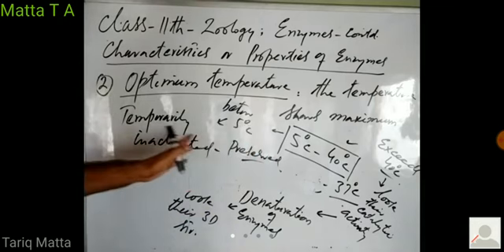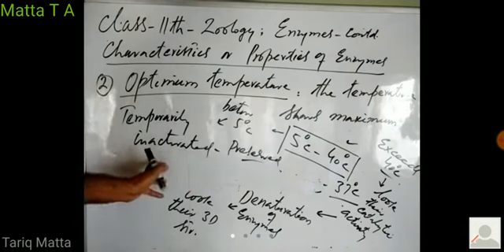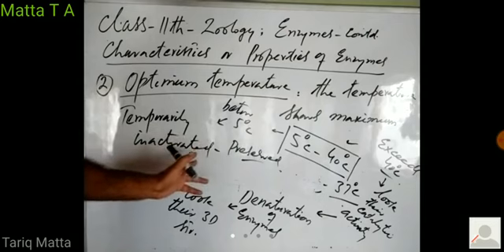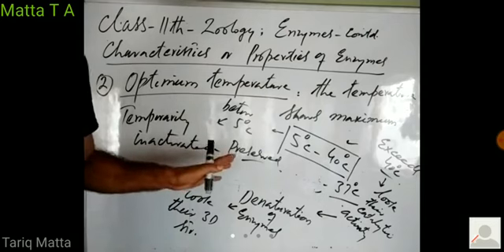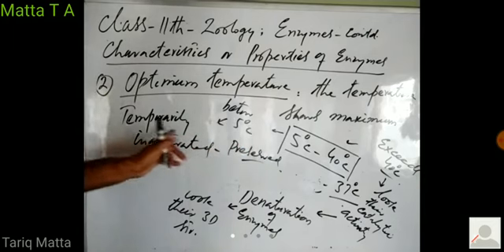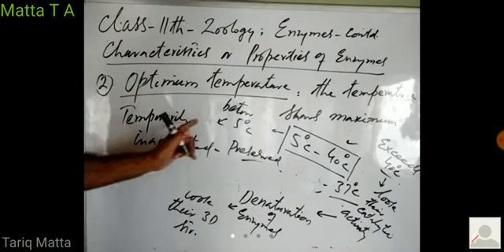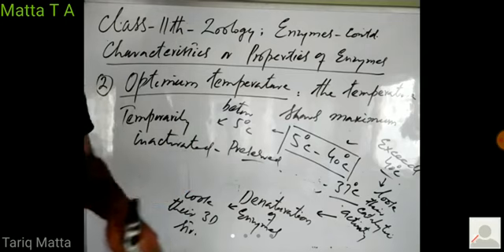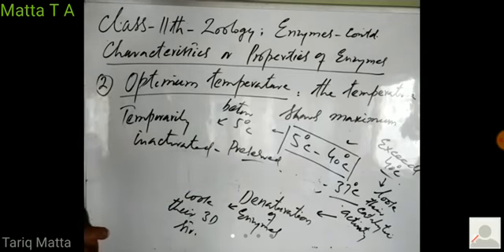Similarly, low temperatures temporarily inactivate the enzyme. So we take advantage of this property of enzymes. We can store our food for longer periods of time by keeping the food at low temperature, because low temperature will inactivate the bacterial enzymes. So that does not allow the food to get spoiled, right?